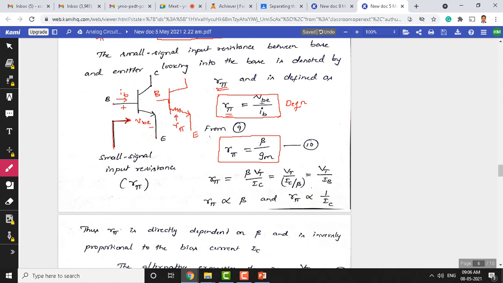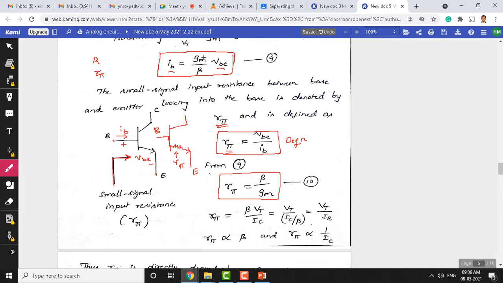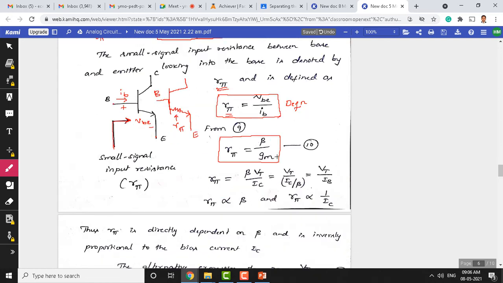Okay, as per the definition, the AC base-emitter voltage to the AC base current gives the formula for this. Once we substitute this formula, which has been derived from the base current definition here, that's labeled as equation 10.